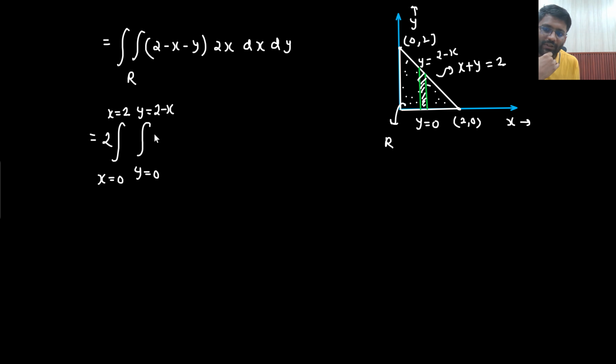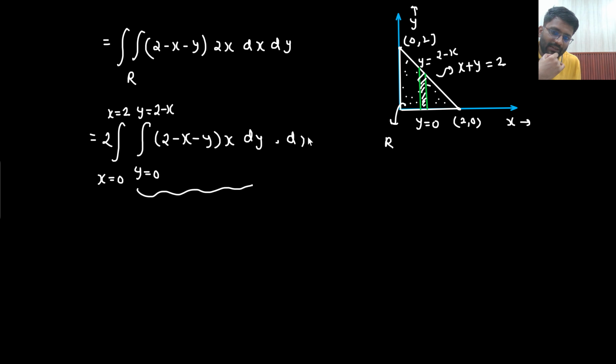First I need to solve with respect to y. So (2 minus x minus y) dot x dy, then x dx I will solve. This is the whole function, no? Once I solve this one, then I will put the limit of x. So let's solve this with respect to y. x will be treated as constant.